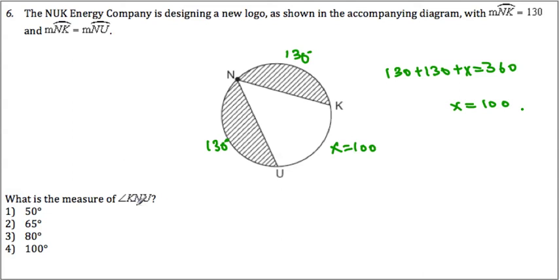Now, what is the measure of KNU? KNU will be the inscribed angle to this arc, so it has to be half of this. Half of 100 must be equal to 50 degrees.